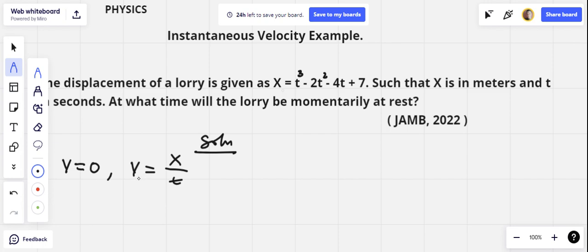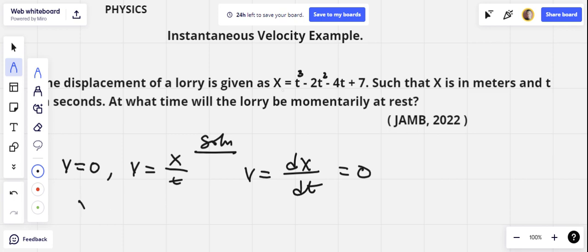Since it is given in displacement, our velocity will be the derivative of displacement. That means we do dx/dt, to change this equation to the equation that will represent velocity. So our velocity is obtained by differentiating this displacement with respect to time. And when we differentiate, we equate it to zero, because the lorry comes to rest when this final velocity equals zero.